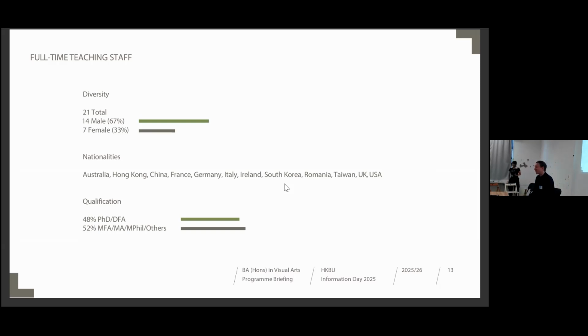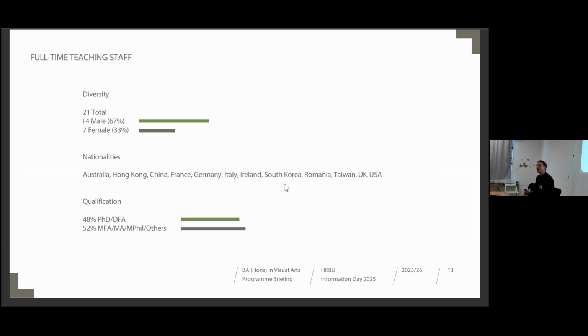They're very valuable. So nationalities, we have quite an internationally minded program. I'm from Ireland. I've been here over 10 years. We have colleagues from Australia, Hong Kong, China, France, Germany, Italy, South Korea, Romania, Taiwan, UK, USA at the moment. So what this brings is an experience from outside of Hong Kong to bring to our students, maybe different points of view, different ways of thinking, in terms of contemporary art, but also more broad-minded ways of thinking.